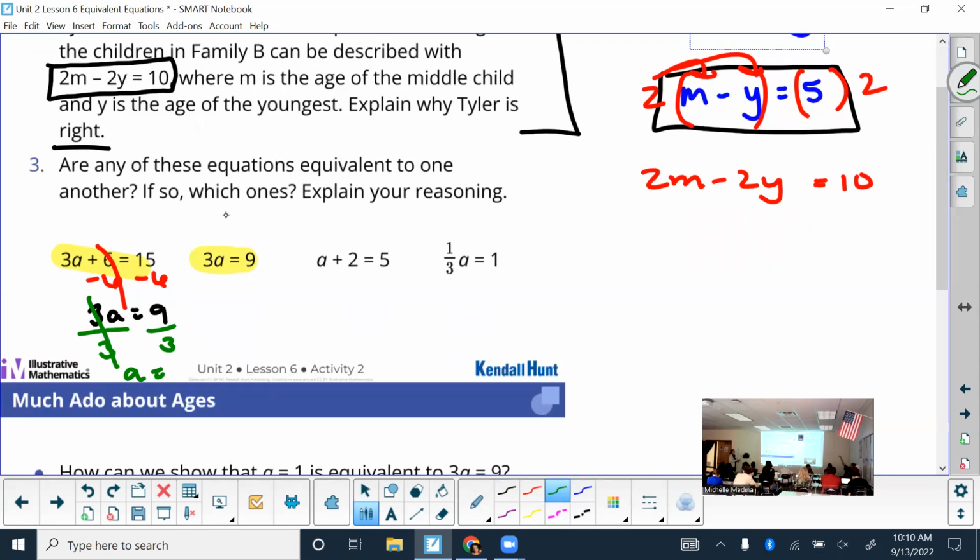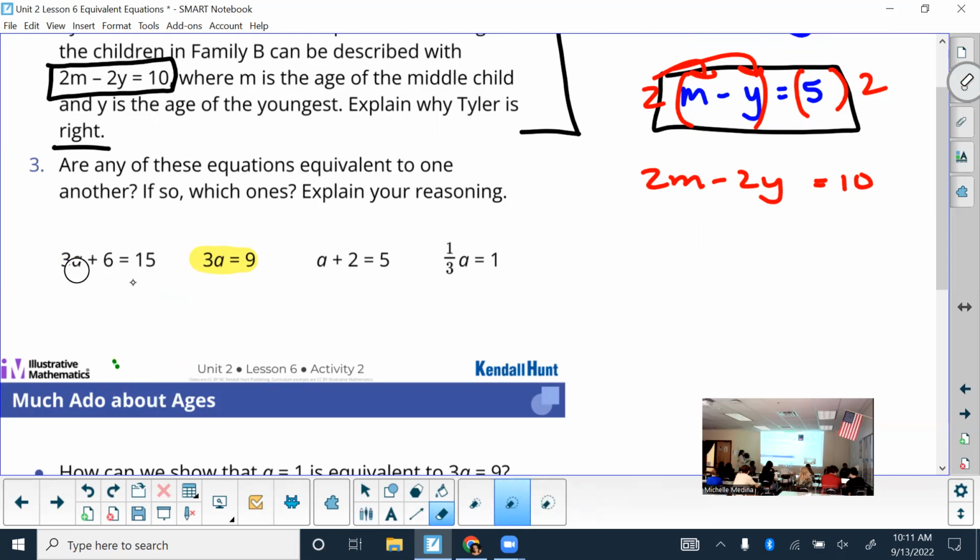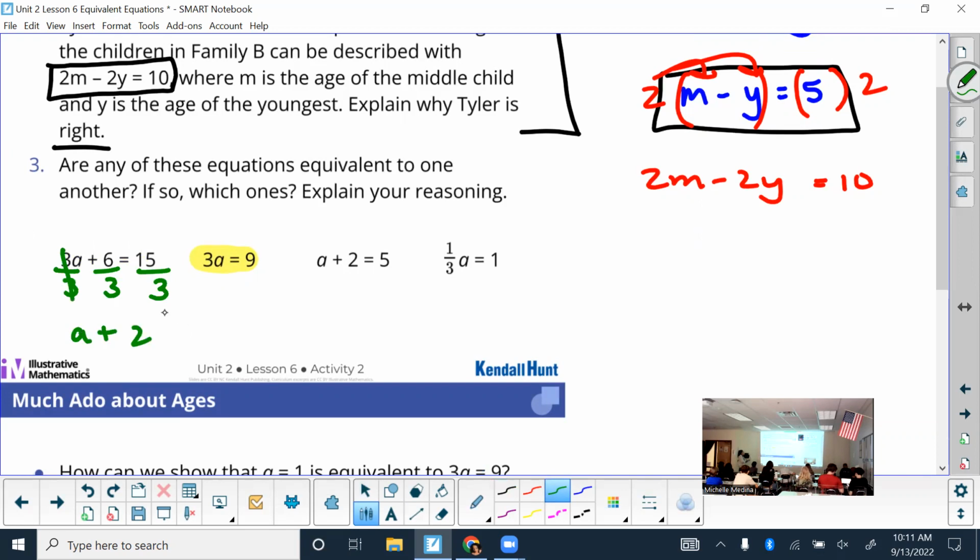You divide 3a by 3. 3a by 3 is a, right? Is that what you're saying? And then the other side is the original problem for the first one. Oh, got it. So original problem, divide each one by 3. And we get, that cancels out, 6 divided by 3 is 2, 15 divided by 3 is 5, which again, these would be equivalent. Any other ones?